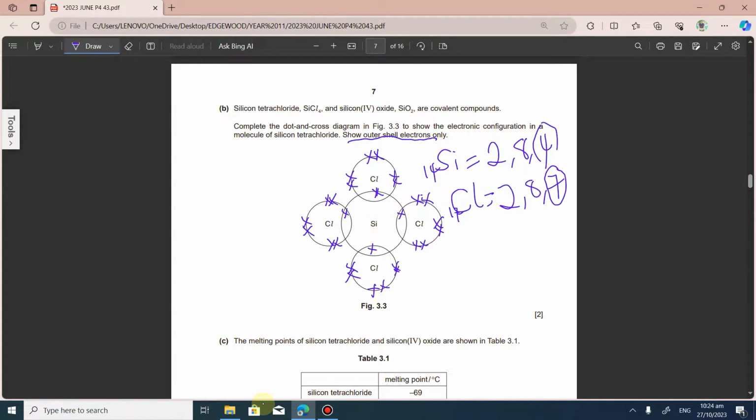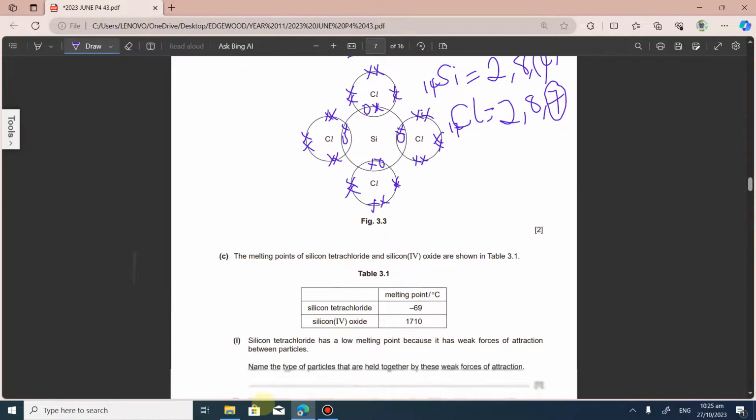All right, now that we filled chlorine, let's fill that of silicon now. Remember that silicon has just 4 electrons. So the first silicon, we represent it with the dot diagram. So we just have 0 here. So this is the first silicon, second silicon, the third silicon, and the fourth silicon. So this is what you're expected to do in this case to get the 2 marks.